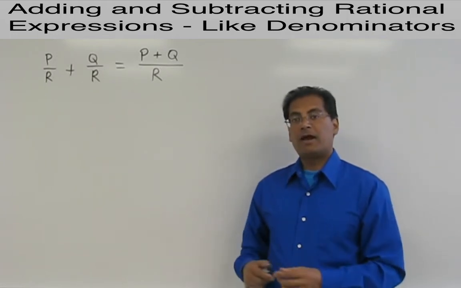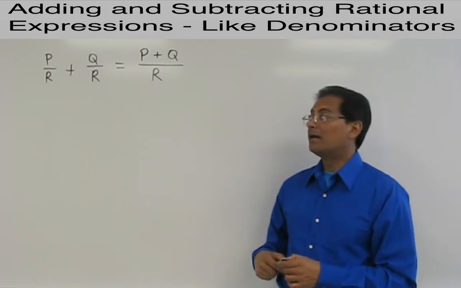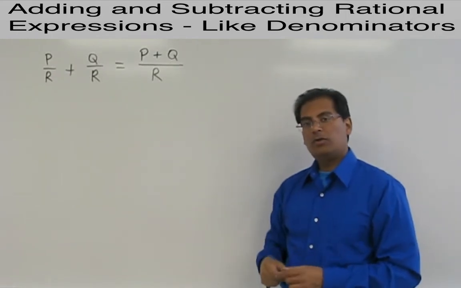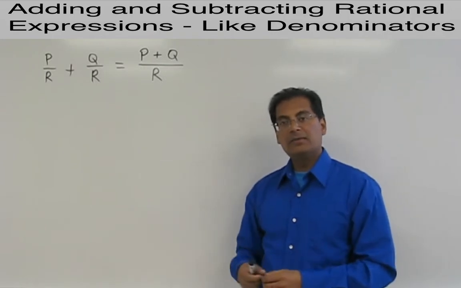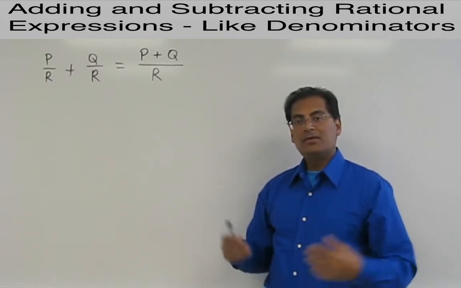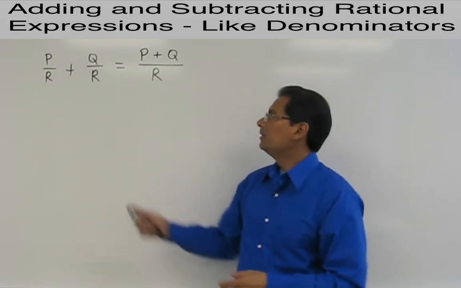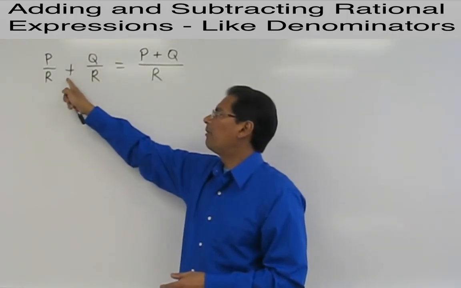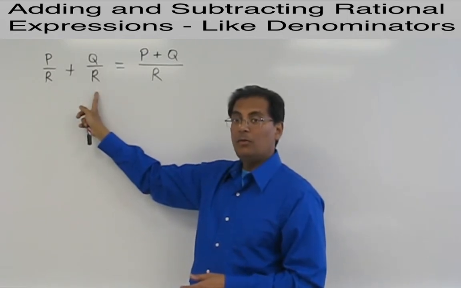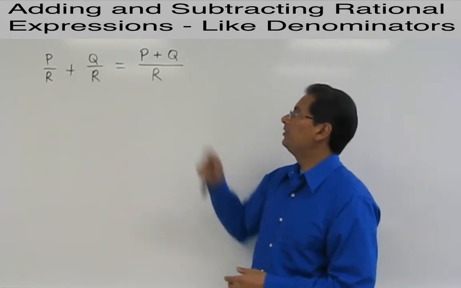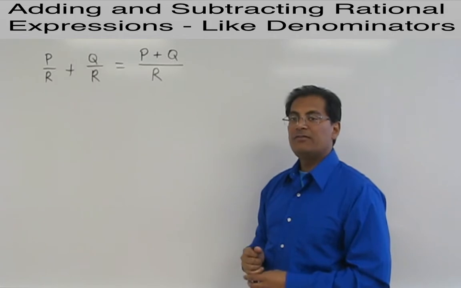The first type of rational expressions we're going to look at adding are ones with like denominators, ones where the bottom is the same. As in fractions, when the denominators are the same, you can just add the tops. So, in other words, P over R plus Q over R, as long as R is the same, we can just add the tops to get P plus Q over R. So let's take a few examples of this.